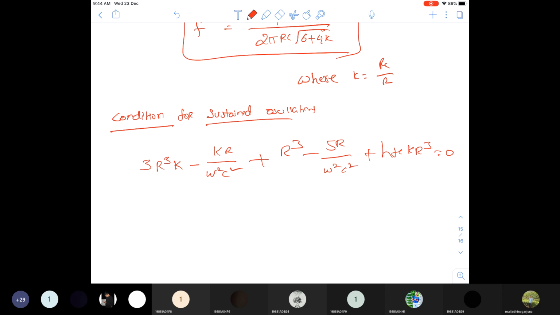Yes, sir. Equation. 3r cube k minus kr by omega square c square plus r cube minus 5r by omega square c square plus hfe k r cube equal to 0.